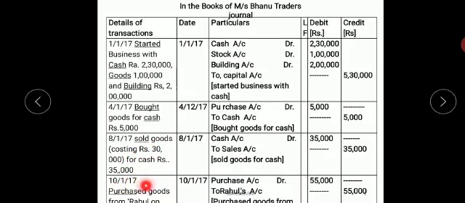Next, on 10th, I am purchasing goods from Rahul on credit. So I'll write the date 10/1/2017. Purchases is an expense, so it is increasing. So I'll write purchase account is debited. Because it is a credit transaction, I have a relation with Rahul. So Rahul becomes the creditor. So increase in liability is credited. So purchases account is debited to Rahul, 55,000 and 55,000. Narration: purchased goods from Rahul on credit.